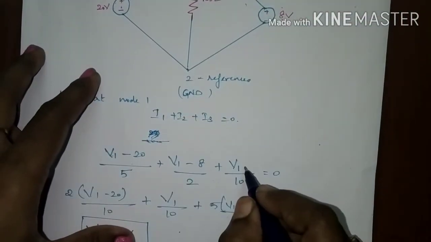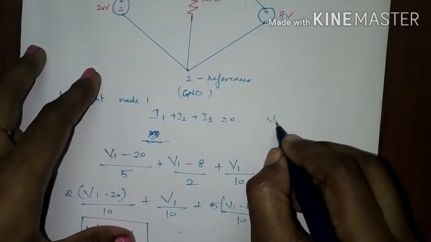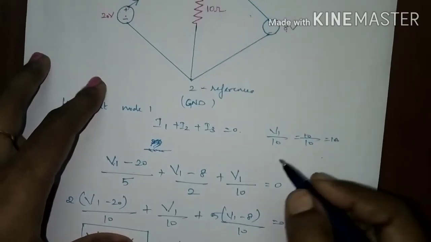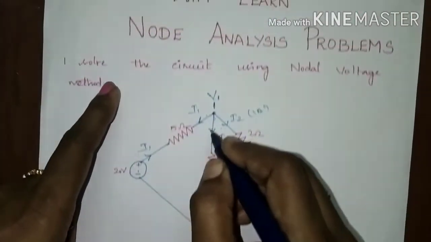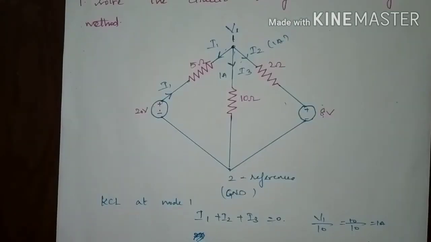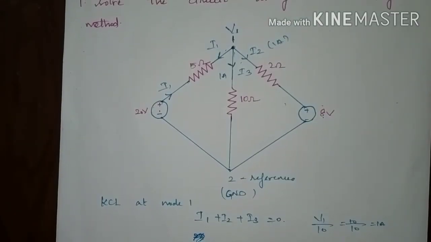I3 can be given by V1 by 10, which is equal to 10 by 10, 1 ampere current. It is also positive. What you made an assumption is right. So 1 ampere current is flowing downwards. If the value of the current which you found comes as negative, it means you made an assumption that the current has flowed from lower to higher, but actually the current is flowing from higher to lower.